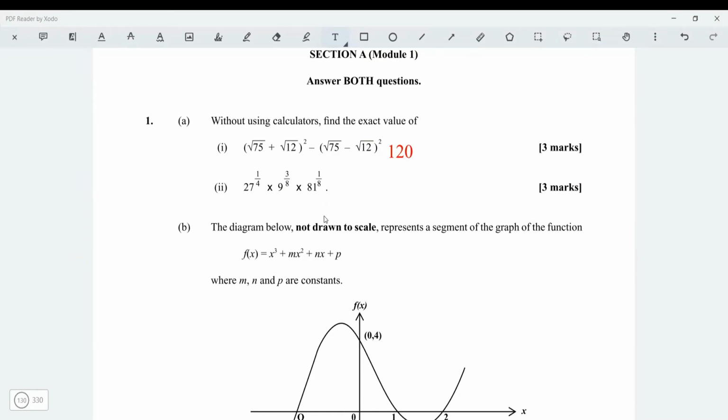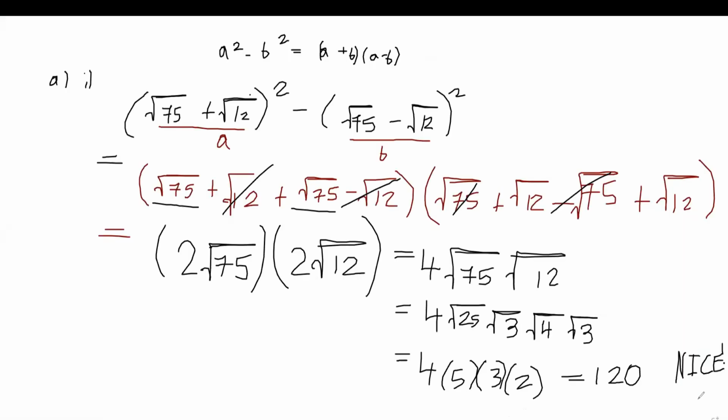Yeah, I understand. All right. Now let's move on. We have this right here. So now 27 to the quarter times 9 to the 3 over 8 times 81 to the 1 over 8. So let's do this quickly. It says we have 27 to the quarter.